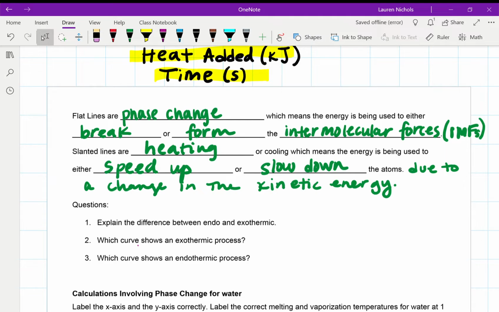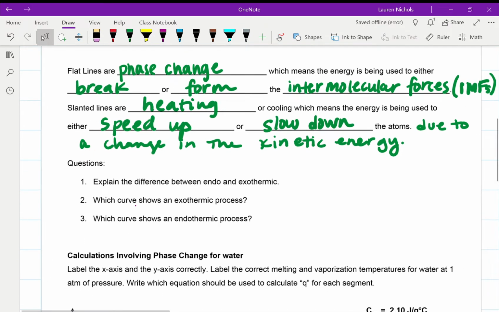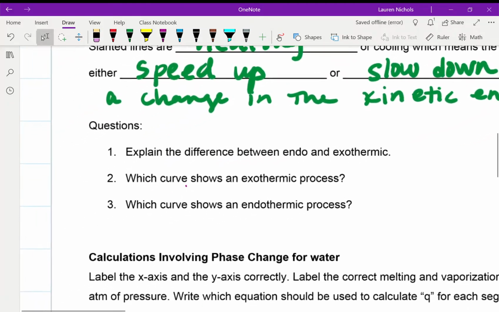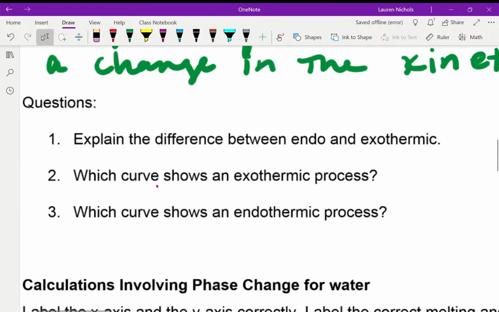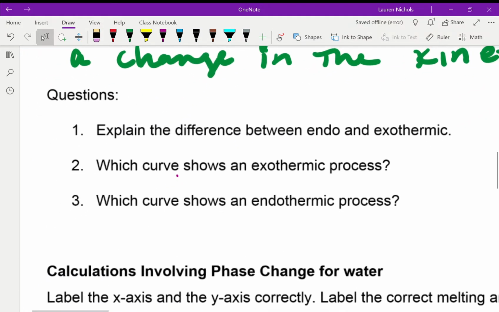So the atoms are not going to be speeding up or slowing down at the same time that a phase change is occurring. And so what I would like you to do is pause the video and answer these questions. I want you to explain the difference between endo and exothermic. And I want you to tell me which curve shows an exothermic process and which curve shows an endothermic process. So pause the video and press play when you're ready to go over the answer.